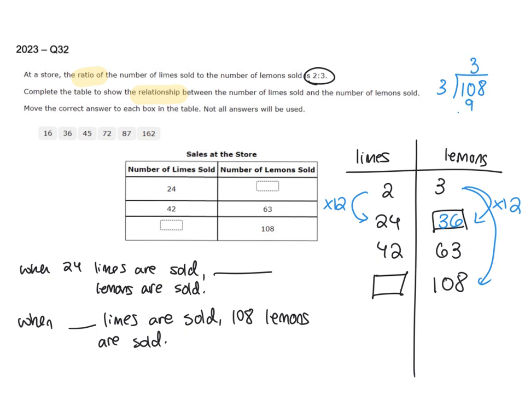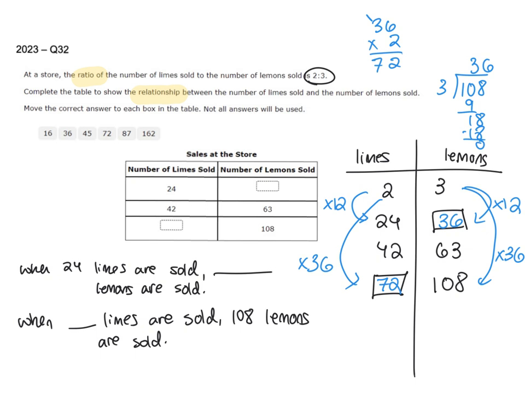3 times 3 is 9. And then 3 goes into 18 6 times. Okay, so I know that 3 times 36 is 108. So that means that 2 times 36 would give me the number of limes that I would need here. So 2 times 36, that comes out to 72.